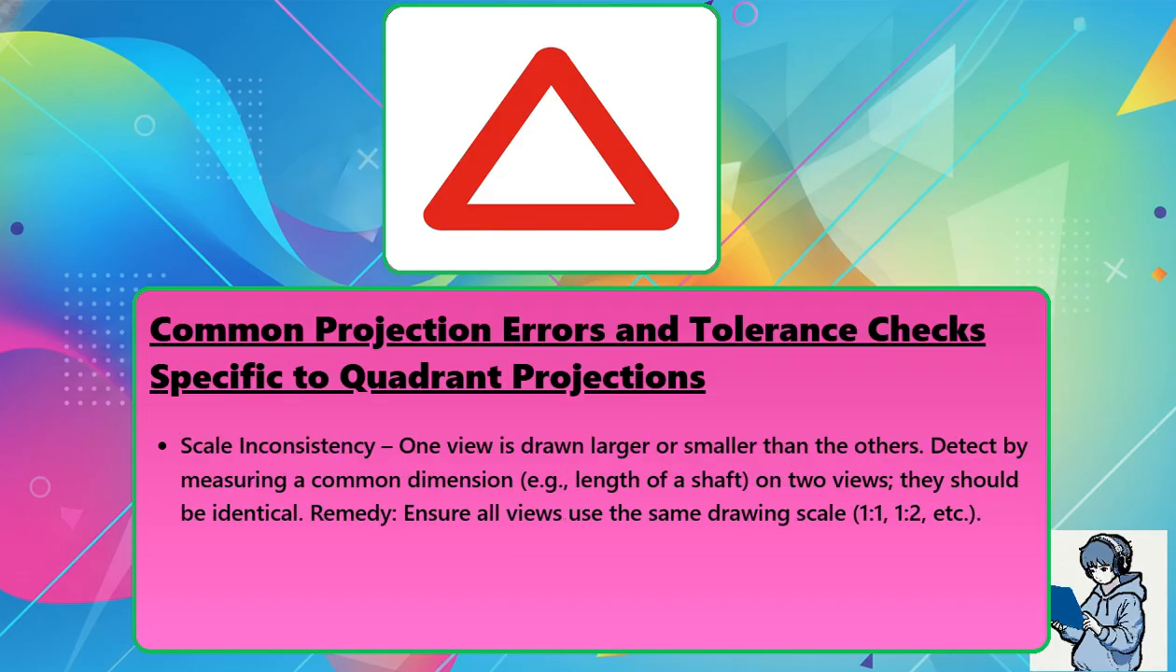Scale inconsistency: one view is drawn larger or smaller than the others. Detect by measuring a common dimension, for example the length of a shaft on two views; they should be identical. Remedy: ensure all views use the same drawing scale, 1:1, 1:2 and so on.